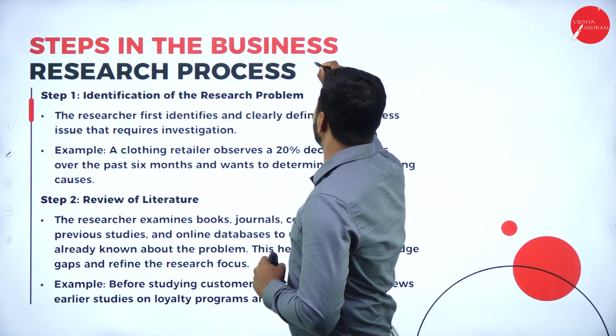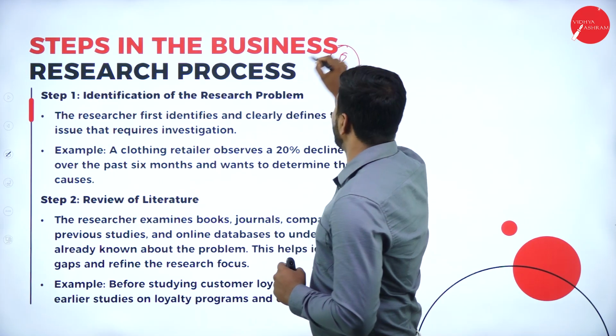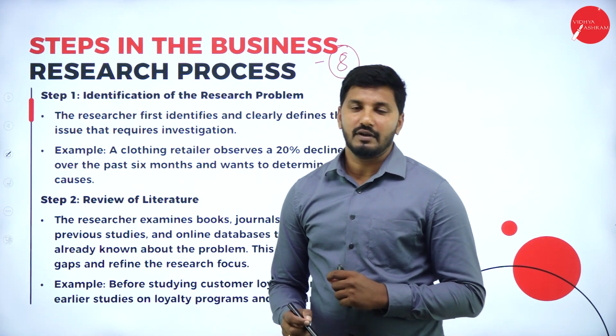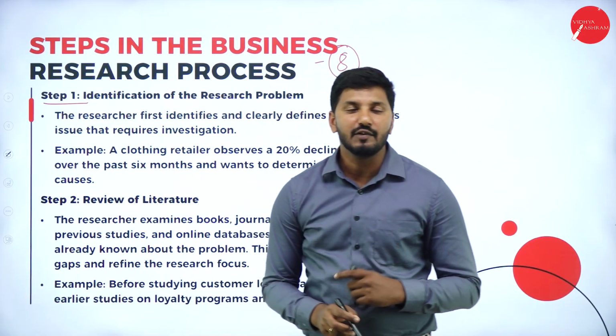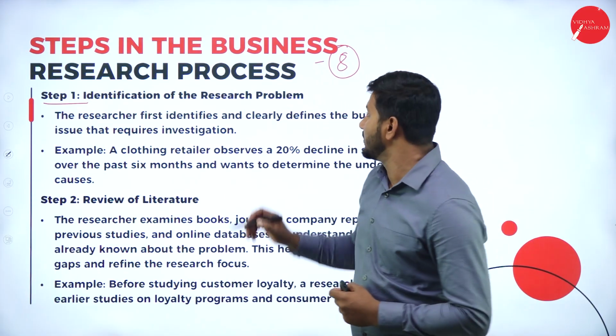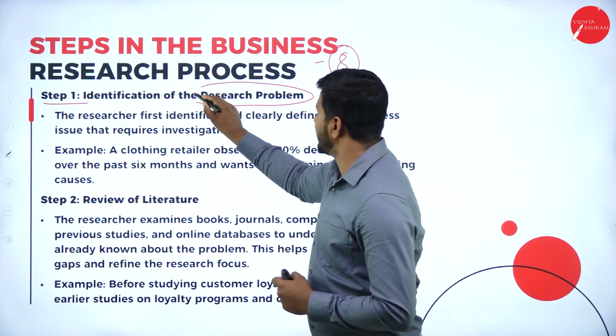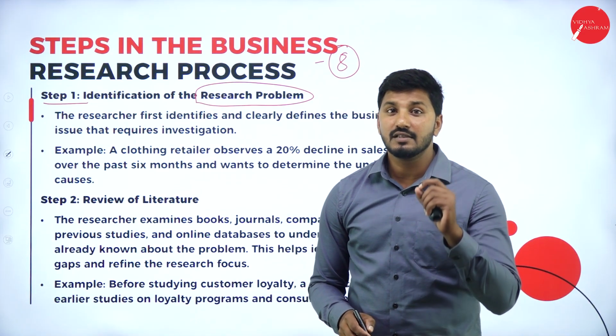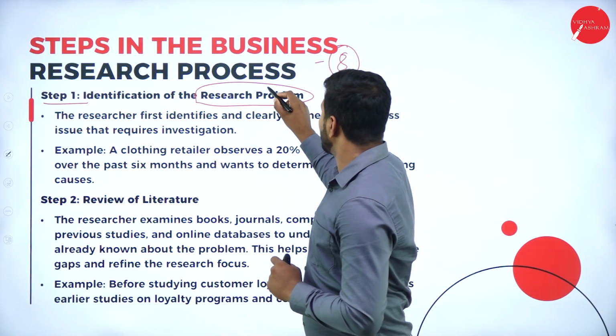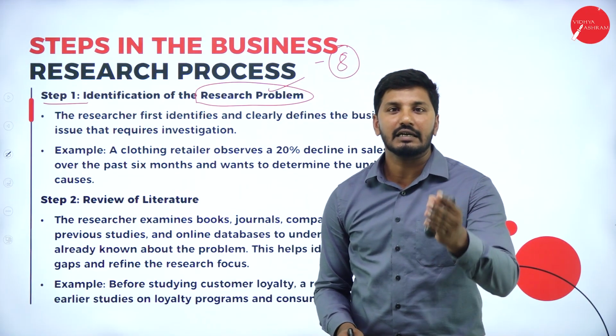There are nearly 8 steps. We can see them one by one. In that, the first one, step 1, is identification of the business problem, or research problem. If you want to know what the problem actually is, this is the first major step. If you know the problem properly, we can easily conduct research.